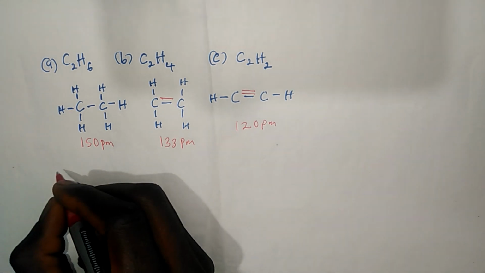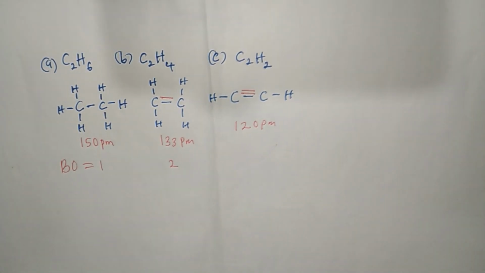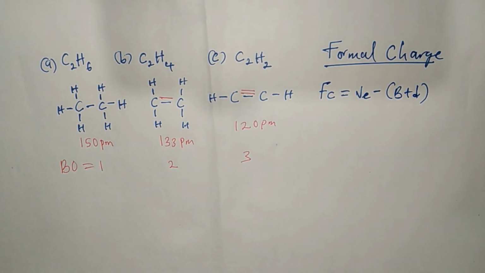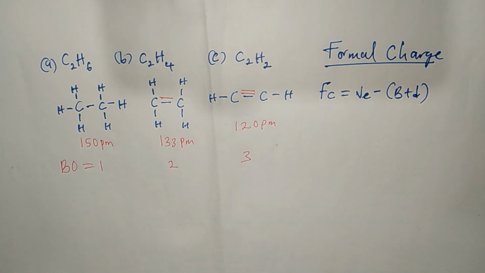Now what about the bond order? Bond order, BO, is pretty straightforward. Whenever you see a carbon to carbon single bond, the bond order is equal to 1. Carbon to carbon double bond, the bond order is 2. Carbon to carbon triple bond, the bond order is 3. Pretty straightforward, right? Good. Now the next thing I want us to look at is the calculation of formal charge. Formal charge has a formula for calculating it. The formula of formal charge is FC equals VE, which represents valence electrons, the electrons on the outer shell of the orbital, minus the number of bonds and minus the number of dots.